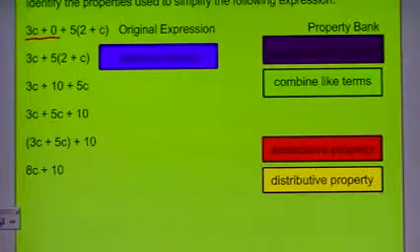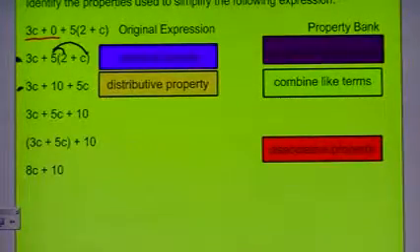All right, and then what did they do next? How did they get from this step to here? Well, they distributed 5 to both of these things, and they got 10 plus 5c. So it looks like they used the distributive property.